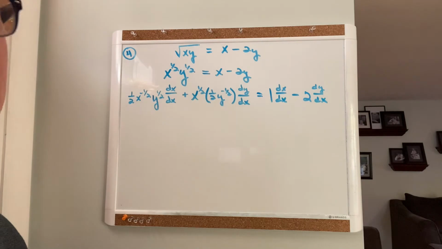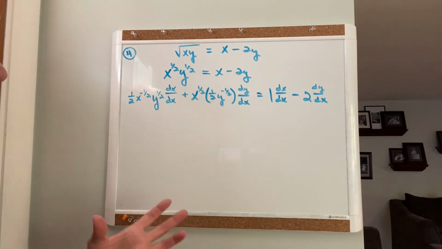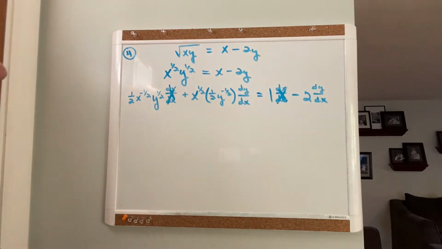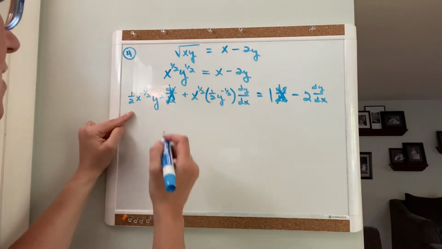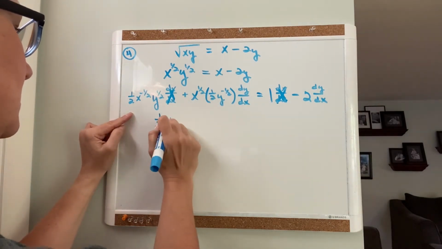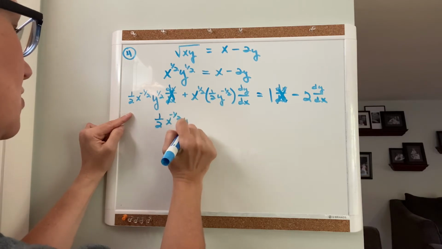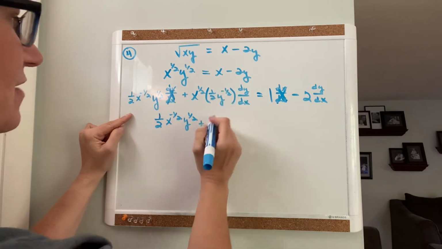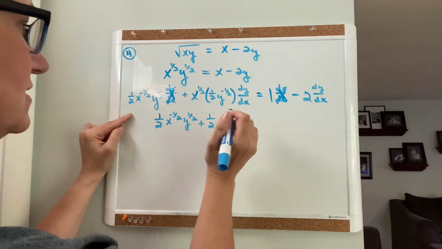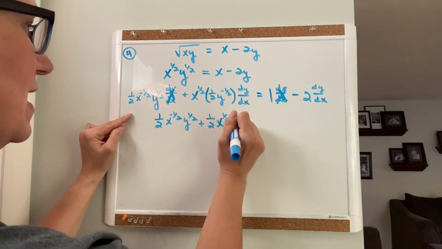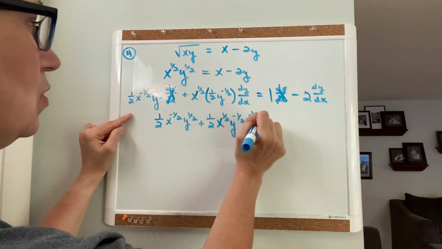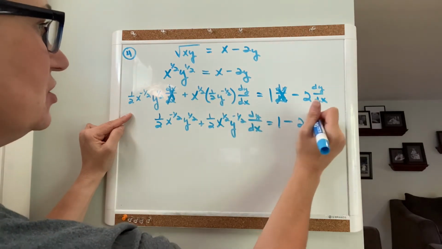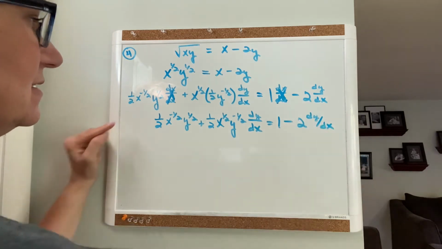All right, so we're going to get rid of the dx's, and we're going to clean this up at the same time. So here's a dx, here's a dx. So let's just get rid of those and clean this up. So we end up with 1/2 x to the negative 1/2 y to the 1/2 plus, now let's clean this up. I'm going to put the 1/2 in front, x to the 1/2 power y to the negative 1/2 power dy dx equals 1 minus 2 dy dx.